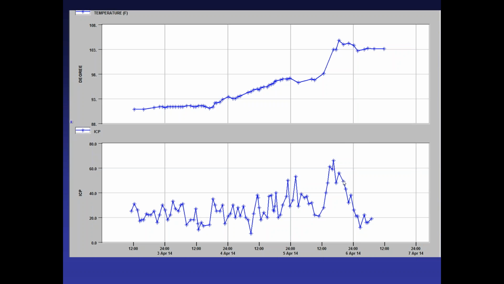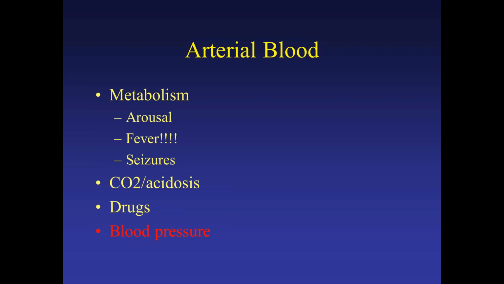And then I don't entirely understand the pathophysiological basis of this, but when patients become brain dead, their ICP usually drops. That's usually a good indicator they've become brain dead. And so that's why you see here, even though the temperature stayed up at 103 degrees, the ICP went down to below 20. No more brain.